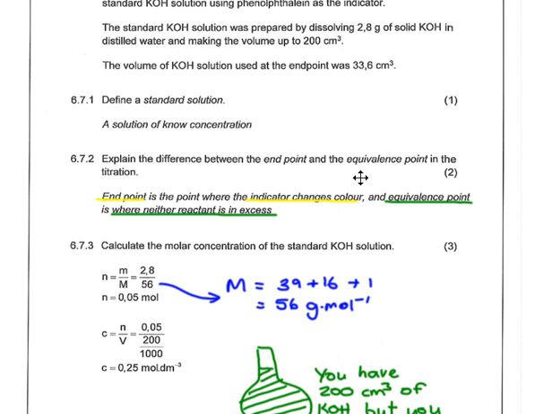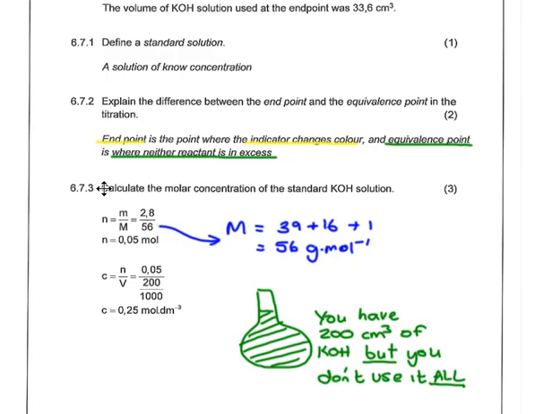Explain the difference between the endpoint and the equivalence point. The endpoint is where the indicator changes color, and the equivalence point is where the acid and the base have fully reacted, where neither is in excess.